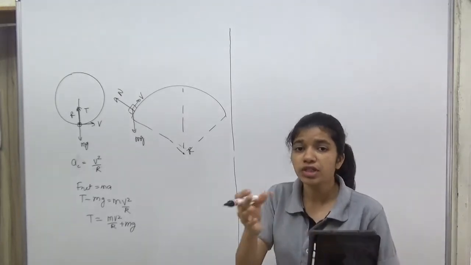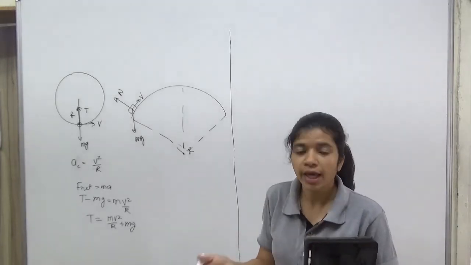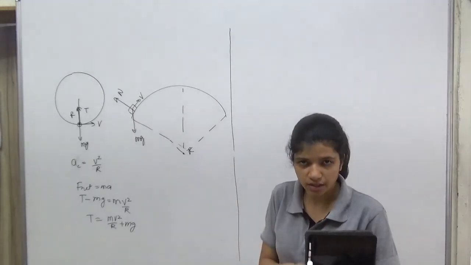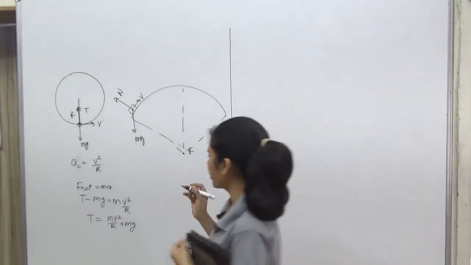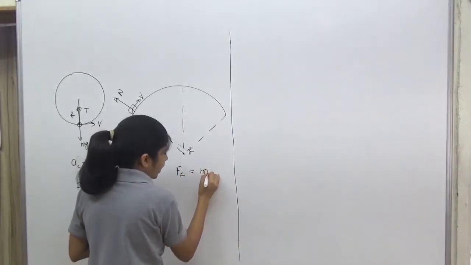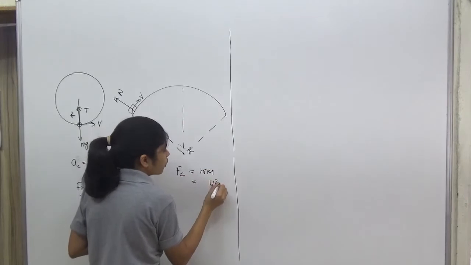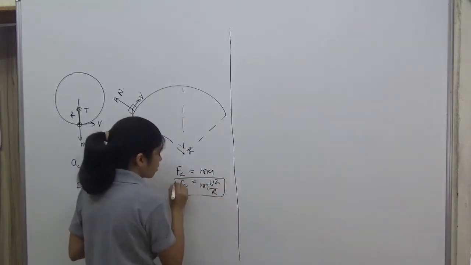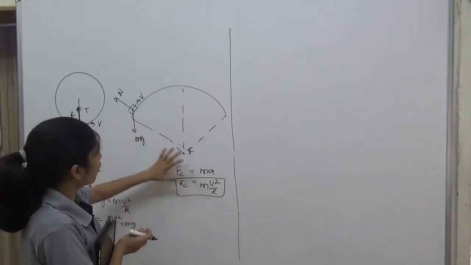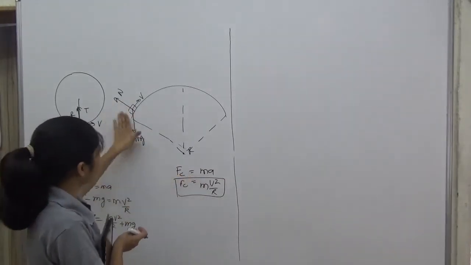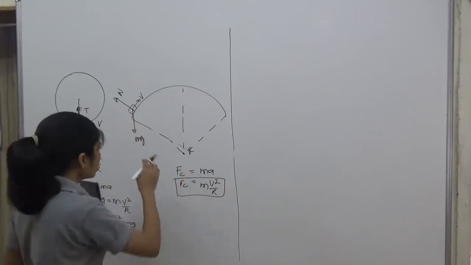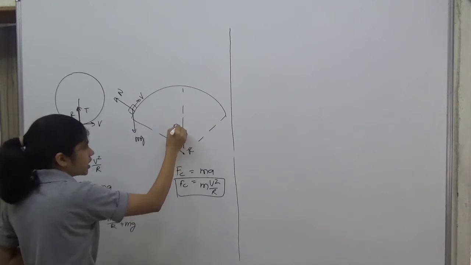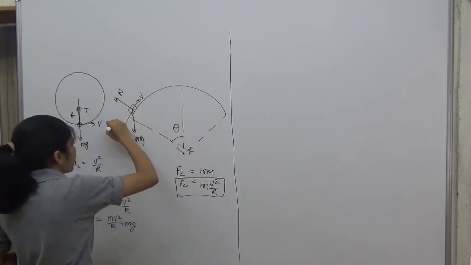But centripetal force is like ma. ma is not a force; ma is the resultant force in the direction where the acceleration is. Similarly, centripetal force is like ma, where a is v square by r, so F centripetal is mv square by r. It is the resultant of all the forces towards the center. Now we can break this mg into two parts. Let's say at that instant the angle is theta. So this will be mg.